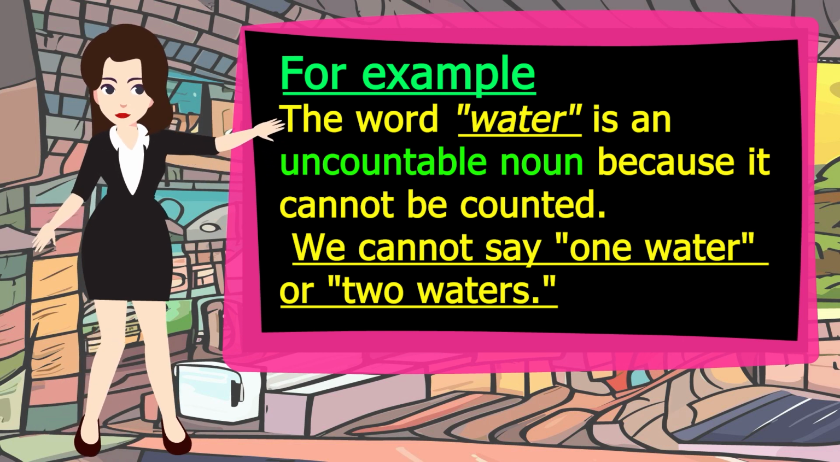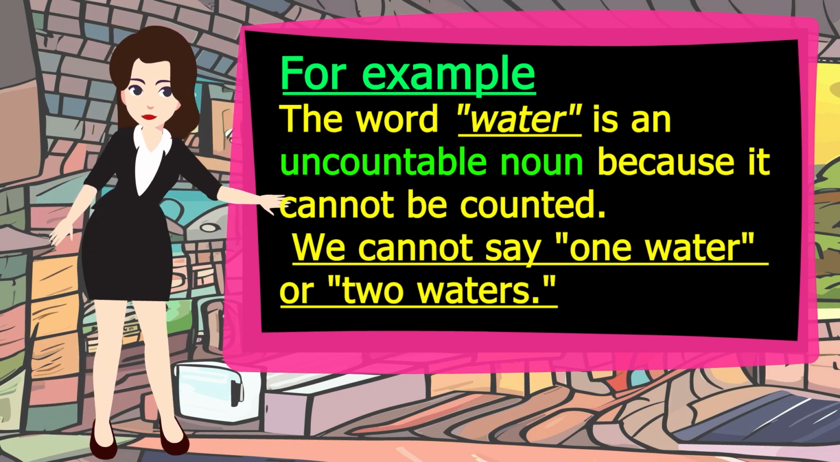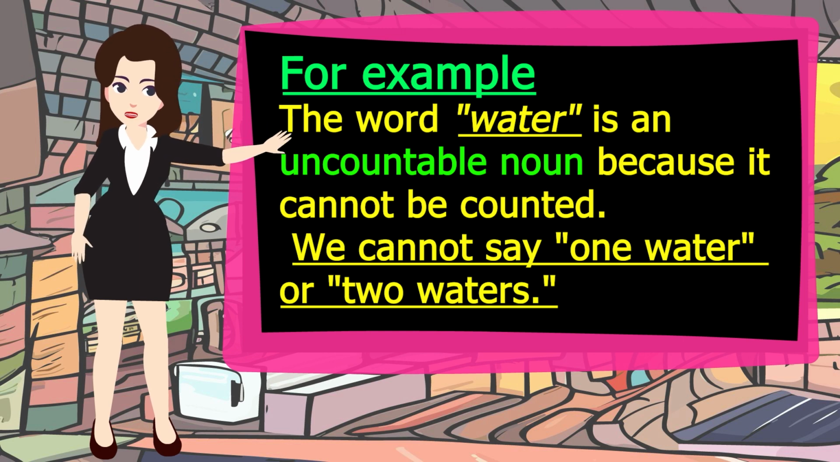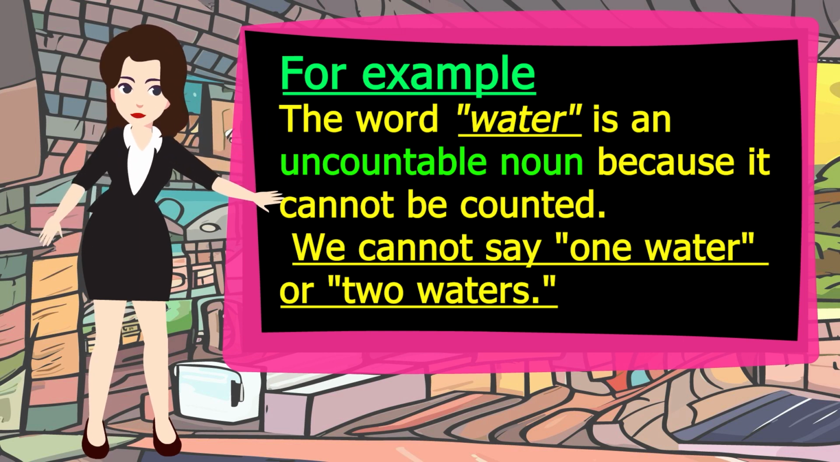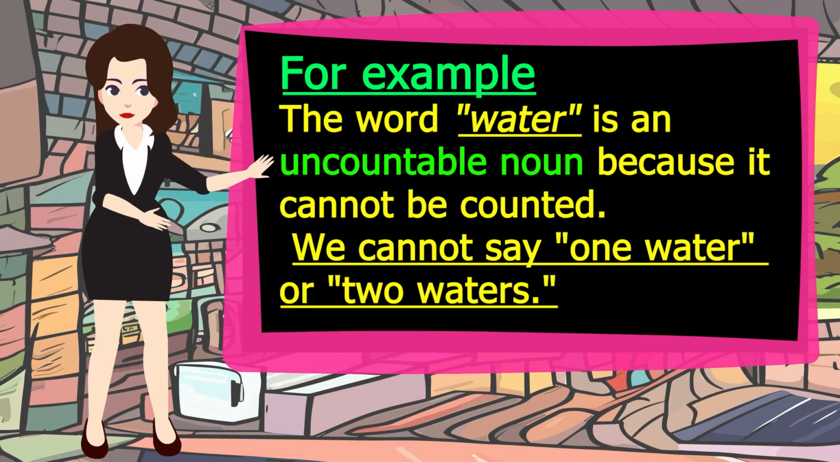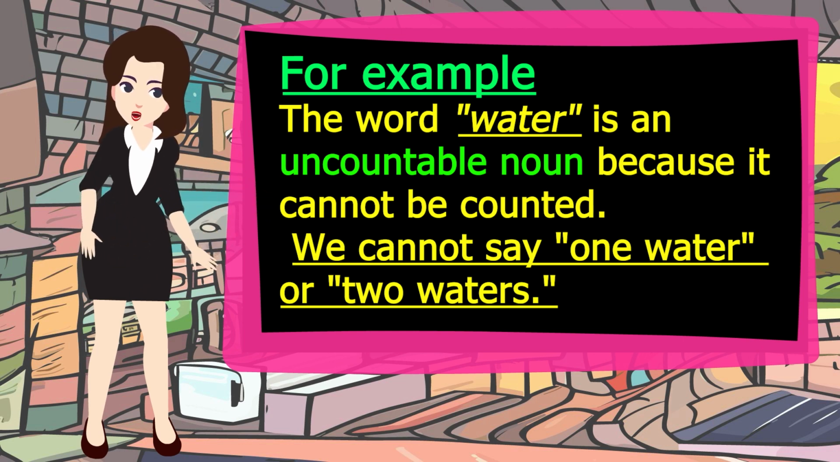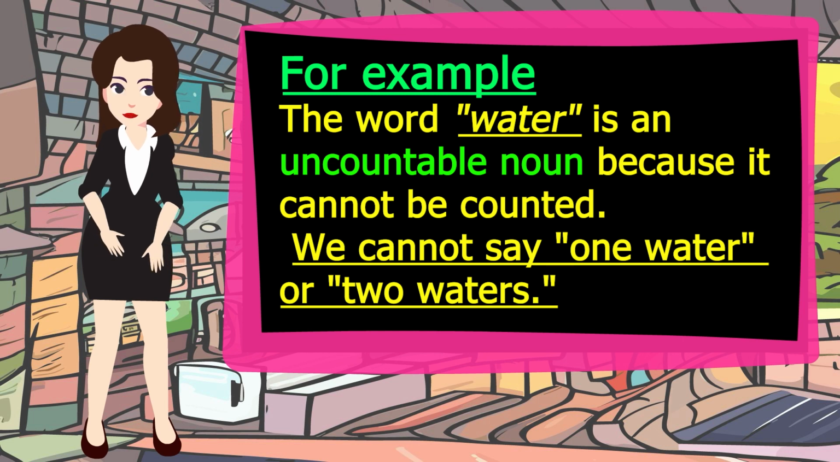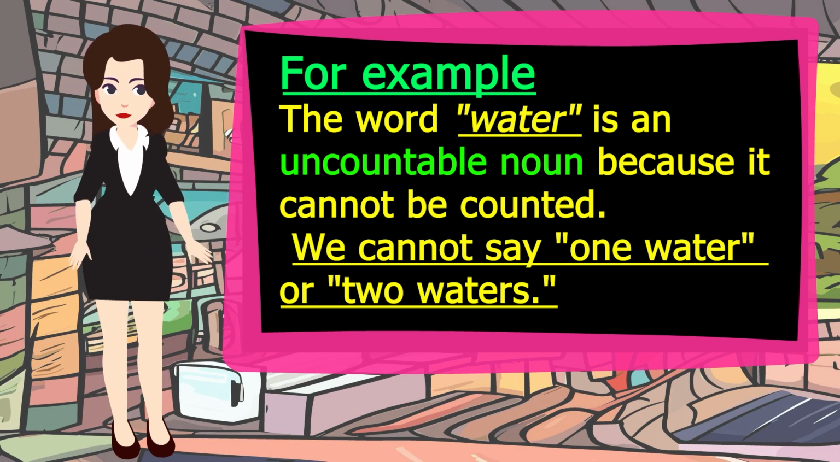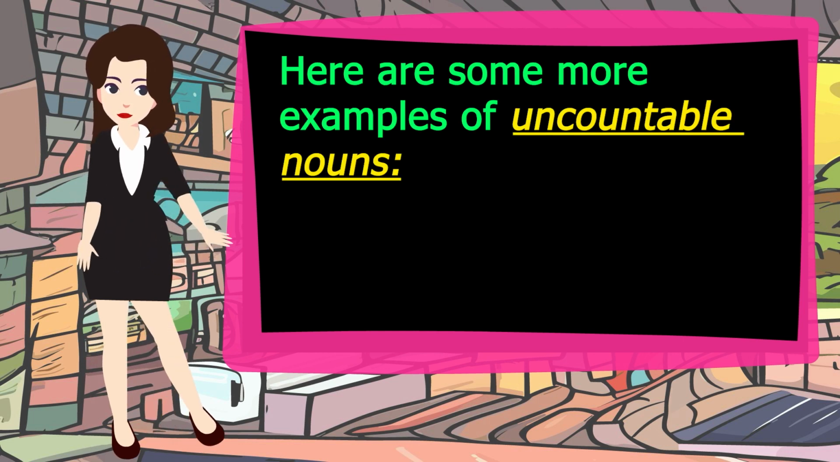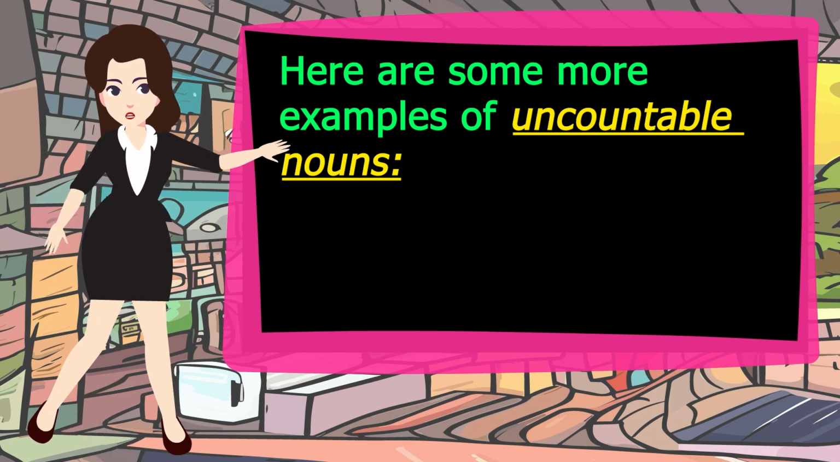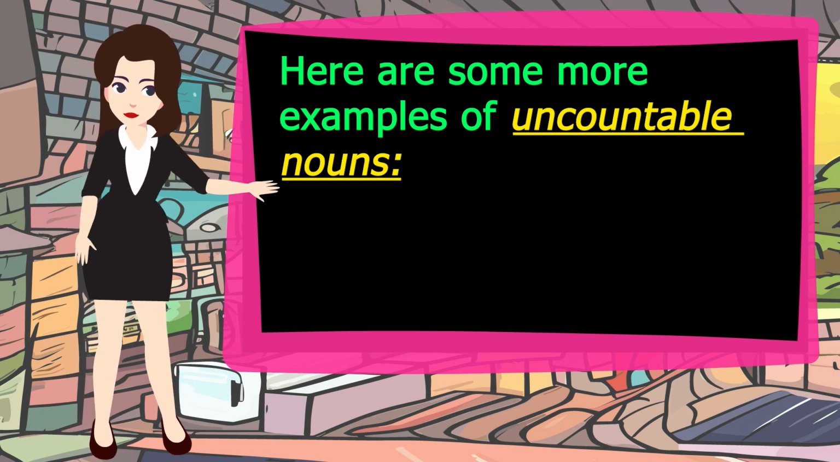For example, the word water is an uncountable noun because it cannot be counted. We cannot say one water or two waters. Here are some more examples of uncountable nouns.